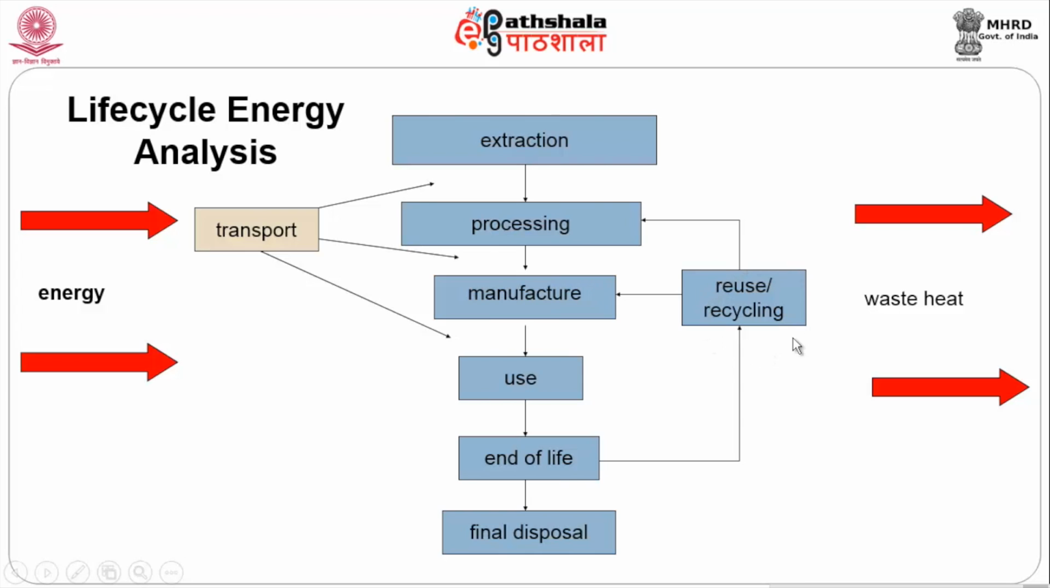All these three things, processing, manufacturing and the end of life, include reuse and recycling of the materials. And the energy, if you look at it, the waste heat which is generated during the processing and also towards the end of life, we need to take into account. These are marked in red, which means this energy which is produced cannot be reused or conserved in a proper way. So, in life cycle energy analysis, students, please try to get into the proper flow chart of extraction, processing, manufacturing, use, end of life and final disposal, with all these aspects taken into consideration along with reuse and recycling.